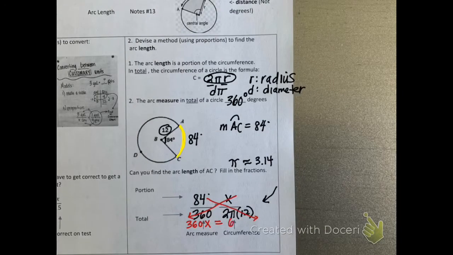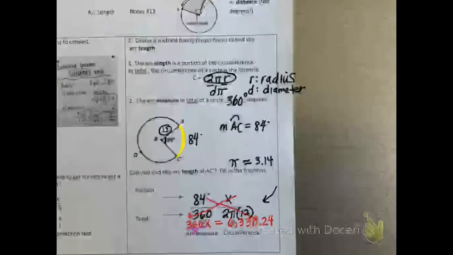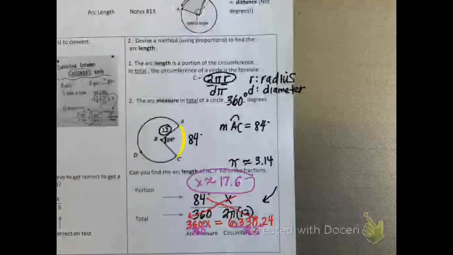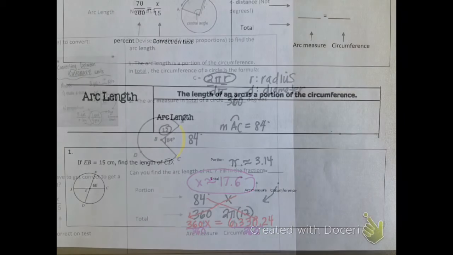I get 6,330.24. We're going to round in the very last step. So the last step to isolate the x is to divide by 360. And here we're going to round to the nearest tenth. So if I divide that by 360, I get approximately 17.6. And they didn't give us units, so we're not going to attach units there. It could be inches, meters, centimeters, and so forth.